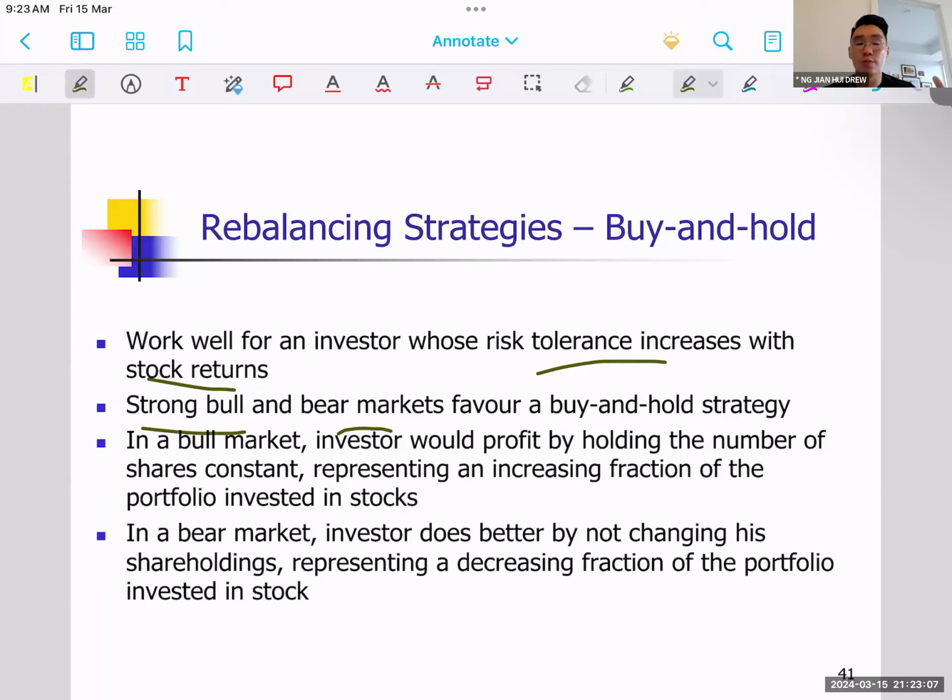in a strong bear market, right? So when there is a trend involved, because you're going to buy and hold, right? So in a bull market, you buy and hold, you get gains, right? Increase your fraction of portfolio in stocks. In the bear market, you basically just increase your proportion in risk-free, right? Which means decrease your proportion in stocks. The simplest buy and hold strategy.